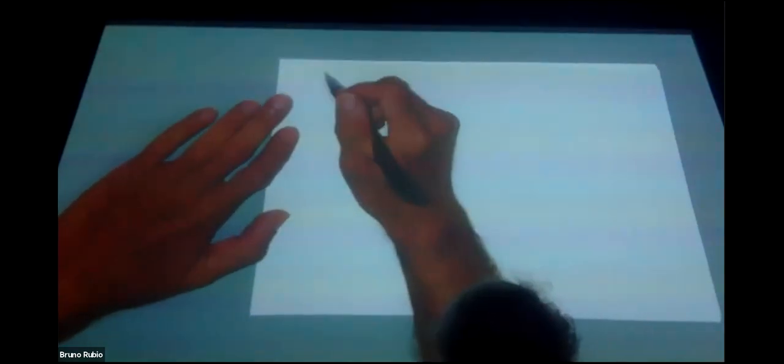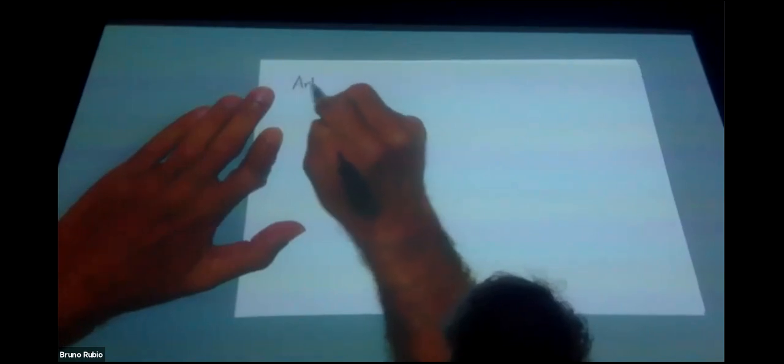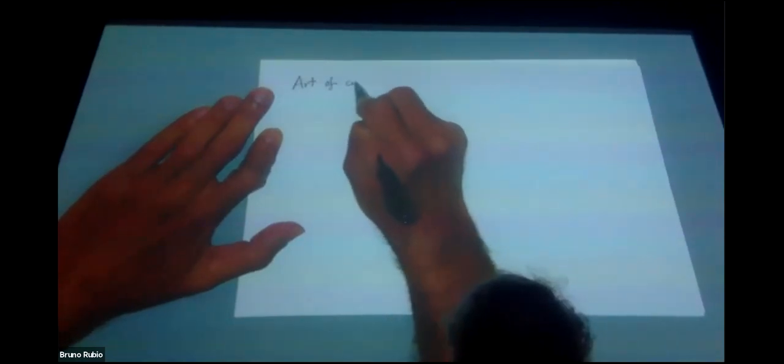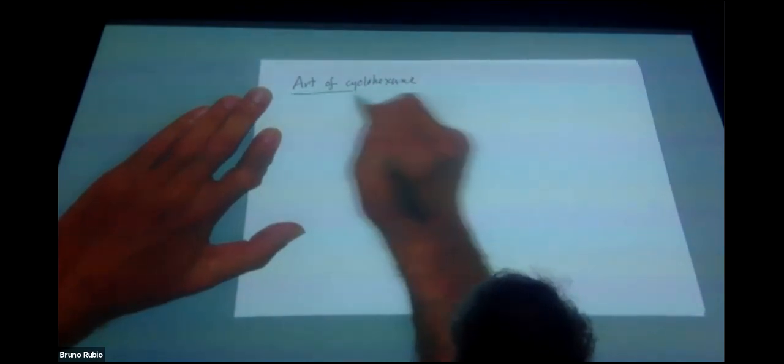We can't get the science of cyclohexane down unless we get the art of cyclohexane down, right? So it's important to be able to draw chair cyclohexane in an appropriate and presentable way. So let's talk about the art of cyclohexane. Can't get the science right unless we have the art right.